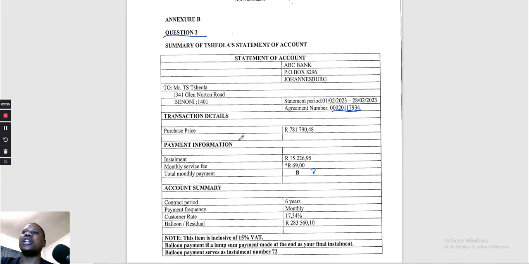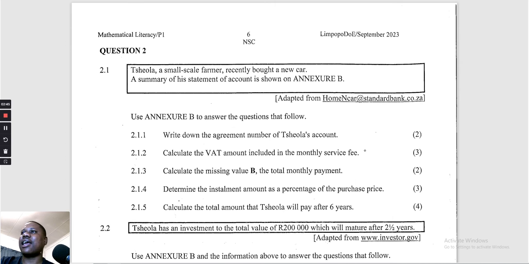So let's go and check. Remember, they say everything here includes what? VAT. So the monthly service fee is 69 rand. If it is 69 rand, how are we going to calculate the amount of VAT? Remember, in my videos, I always tell you that we have what we call VAT exclusive, VAT, and VAT inclusive. I will always emphasize this in each and every one of my videos.